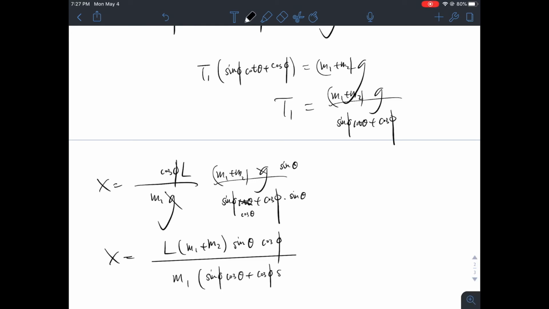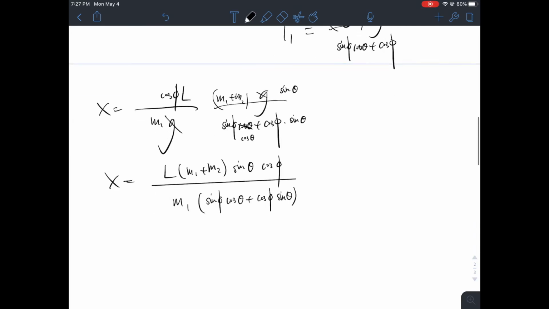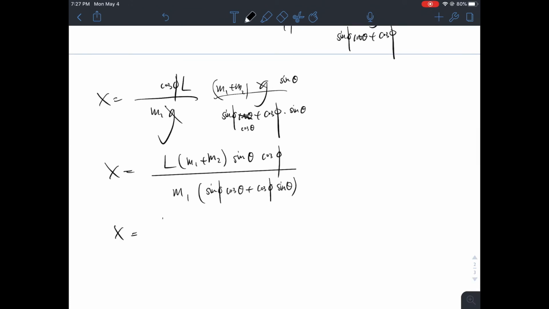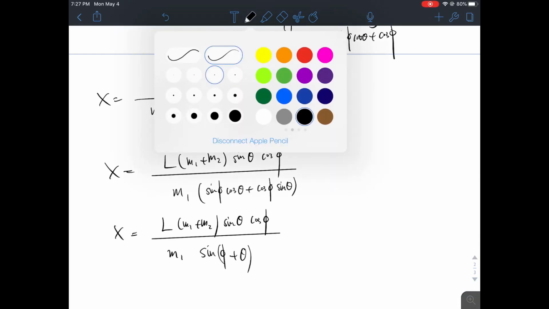Well, if you know our trigonometric identity, you know that sine phi times cosine theta plus cosine phi times sine theta is just equal to sine of phi plus theta, because it's our angle addition identity for sine. So it's equal to sine of phi plus theta. And that will be our final solution here.